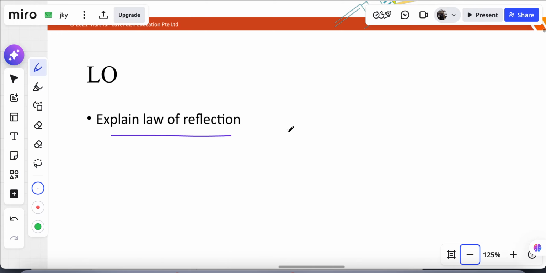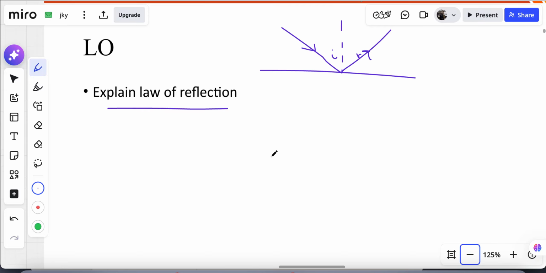Reflection simply means the rebounding of light when it reaches a surface. When light touches the surface, it rebounds. That's called reflection. Light is coming like this to a surface, it hits the surface, then it's rebounded. And this is our normal, okay? This is the normal. So this is the incident angle, angle I, and this is the reflected angle. So the rebounding of light when it touches a surface is called reflection.